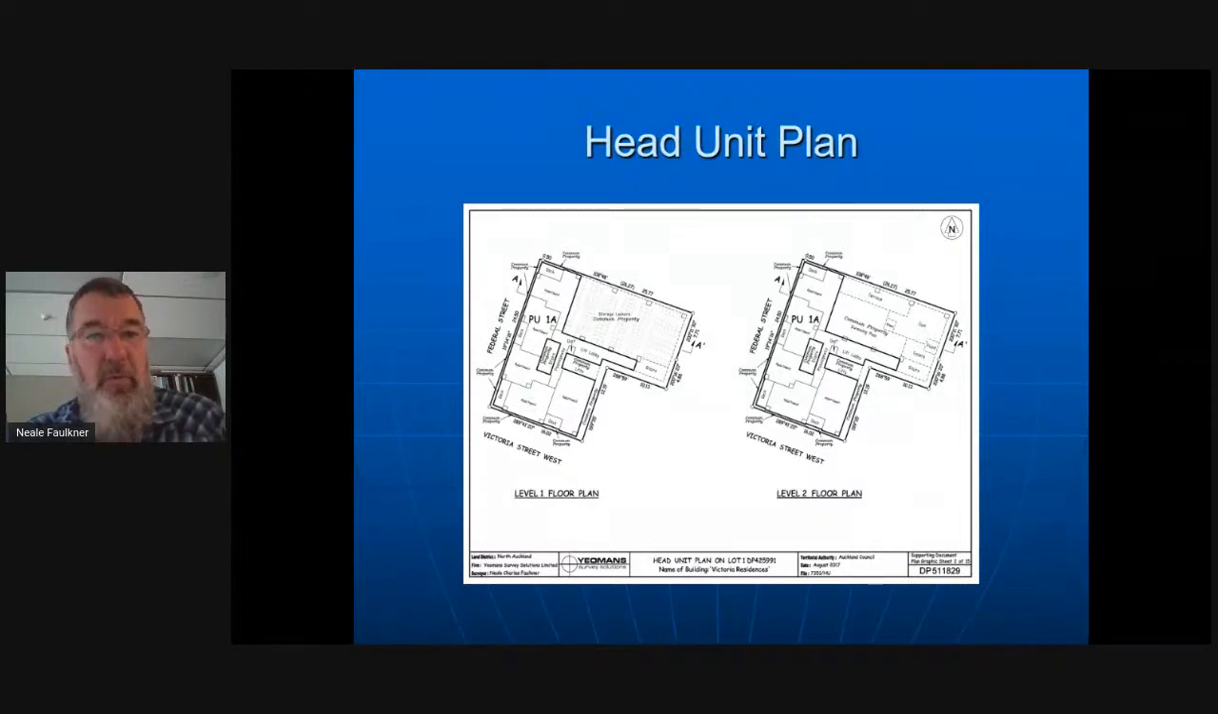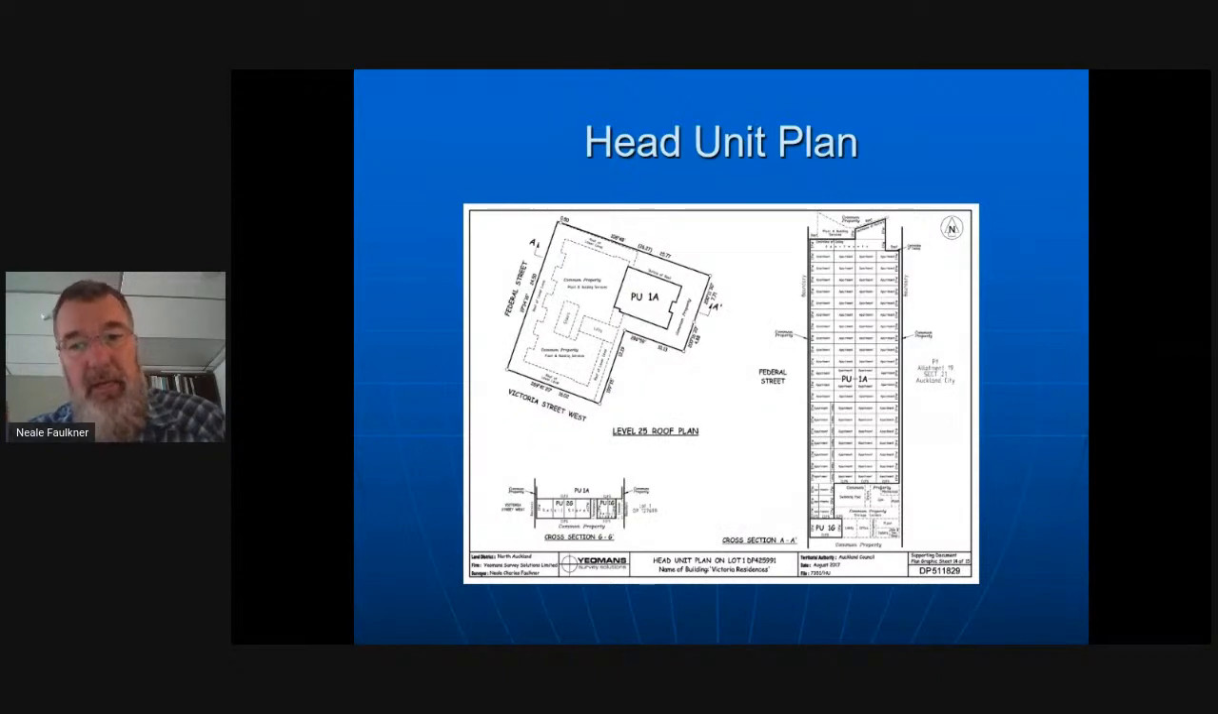So the first level has got, we've actually shown the outline of the apartments within PU1A on this, but it is one big principal unit, and here is the cross section. If you look on the right hand side, you can see PU1G at the bottom, which is some retail space, and then PU1A above it, which is all of the apartments in one fell swoop. So 3 principal units in this case, 1G, 2G, and principal unit 1A.